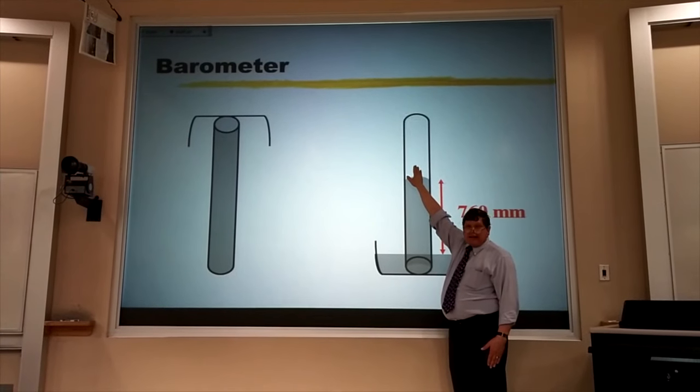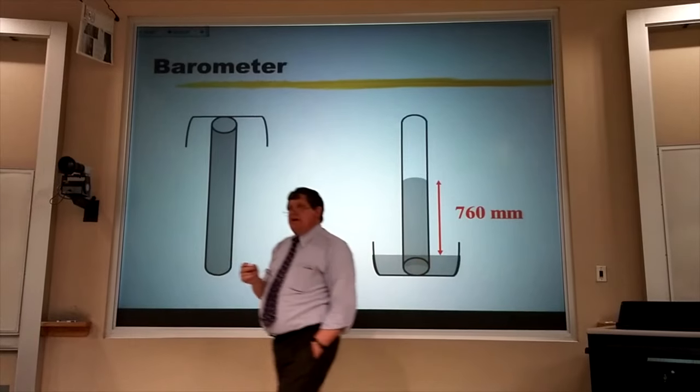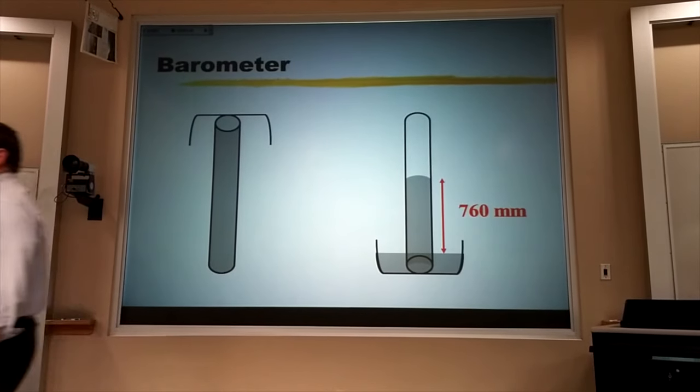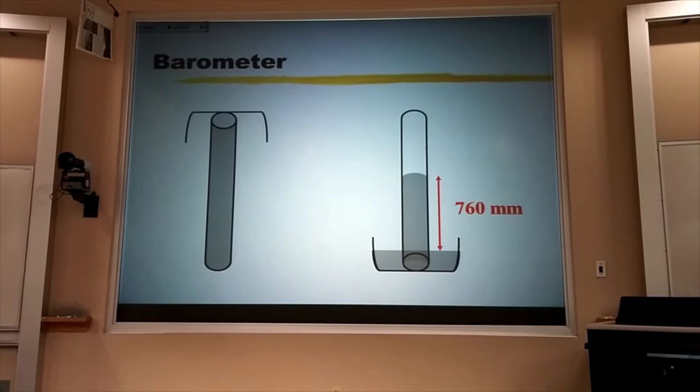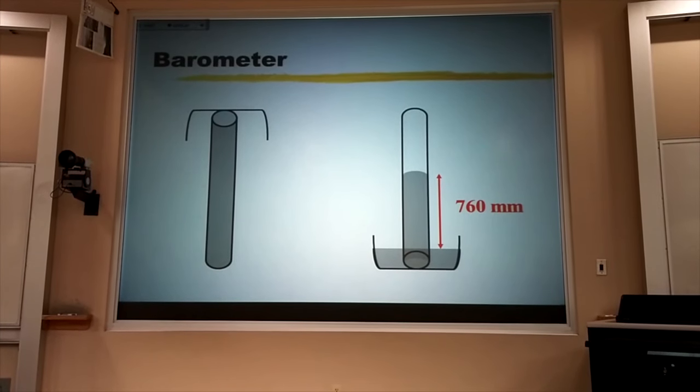Now, in truth, we don't have a perfect vacuum up here. The pressure is not exactly zero. There's some vapor pressure from the mercury that they have found is very, very dangerous. It causes brain damage, and that's why you have to be careful with liquid mercury.